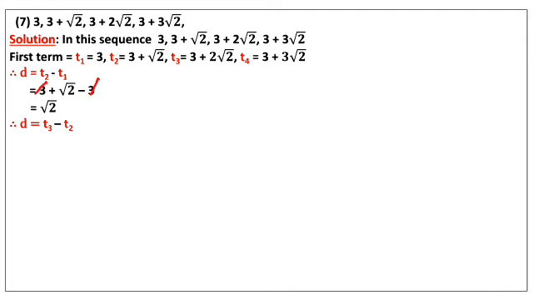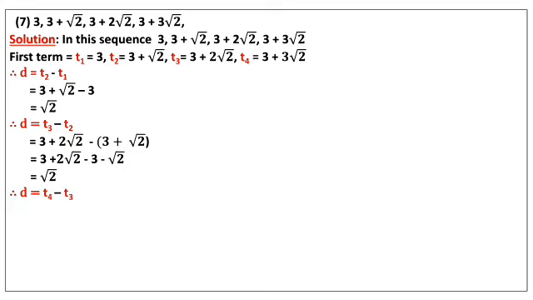Now t3 minus t2. The t3 value is 3 plus 3 root 2 minus, in the bracket, 3 plus 2 root 2. We'll open the bracket, the symbols will change: minus 3 minus 2 root 2. 3 will cut. From 3 root 2, 2 root 2 is cut. Then how much remains? 1 root 2. So we get root 2, and 1 we do not write.